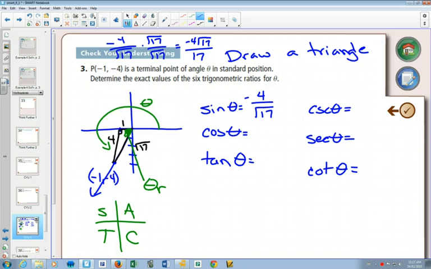Cos is adjacent over hypotenuse. Well, the adjacent side is 1, hypotenuse is root 17, and since it's in quadrant 3, cos would be negative. Tan is opposite over adjacent, so you get 4 over 1, which you could write as 4 over 1 or just write it as 4. Then for each of the reciprocal ones, you just have to flip the fraction. And if it's negative to begin with, it'll be negative as well as the reciprocal. Secant would be negative root 17 over 1, but you can just leave it as negative root 17. And cotangent will be 1 over 4.